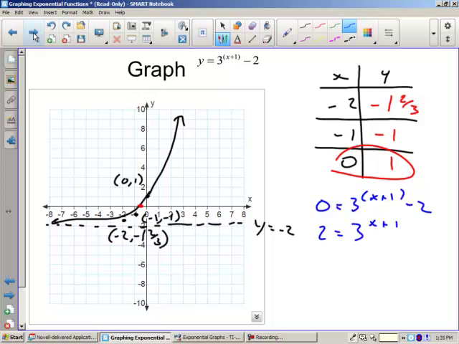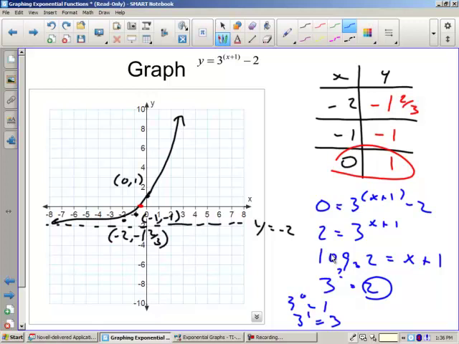Now I'm going to have to take a logarithm, right? And so if I've got 2 is equal to 3 to the x plus 1, I'm going to take the log base 3 of both sides. The log base 3 of 2 is equal to x plus 1. Well, the log base 3 of 2 is pretty much telling me 3 to what power is equal to 2. I know 3 to the 0 is equal to 1. And I know that 3 to the 1 is equal to 3. So if I want to get a value of 2, my x value has to be between 0 and 1.